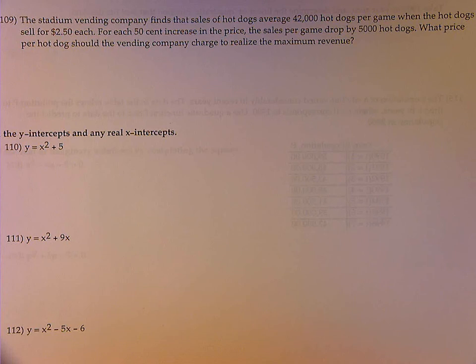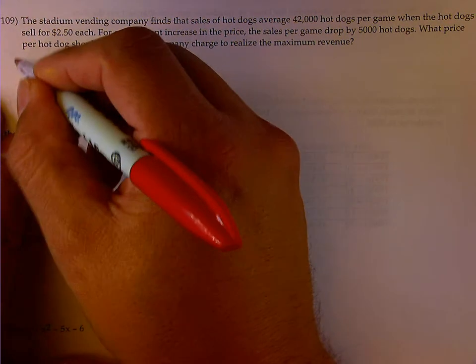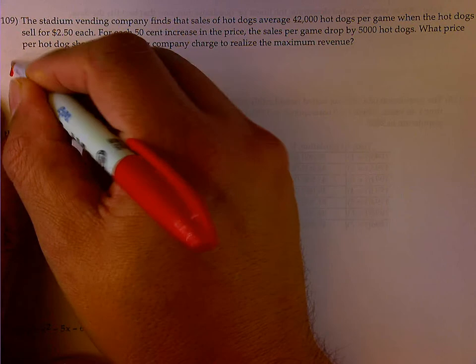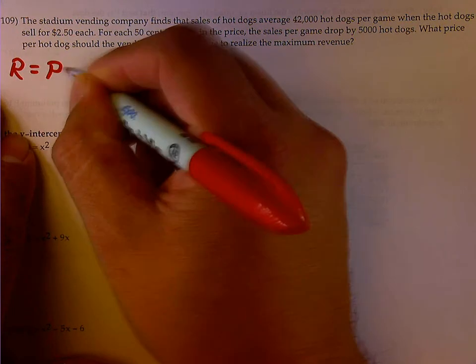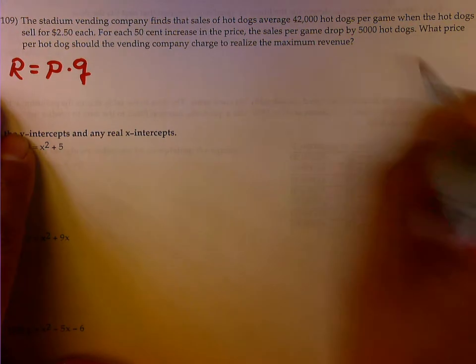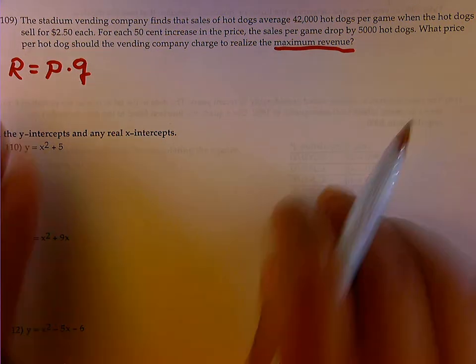This is one of the formulas that if you have not learned in the past, you must now know. Revenue equals price times quantity. How much you charge times how many you sell. So let's start off with that. Revenue equals price times quantity, and I want to maximize this revenue.